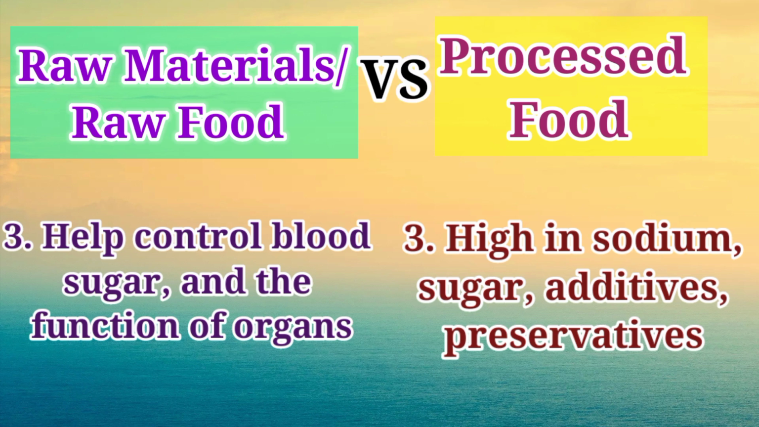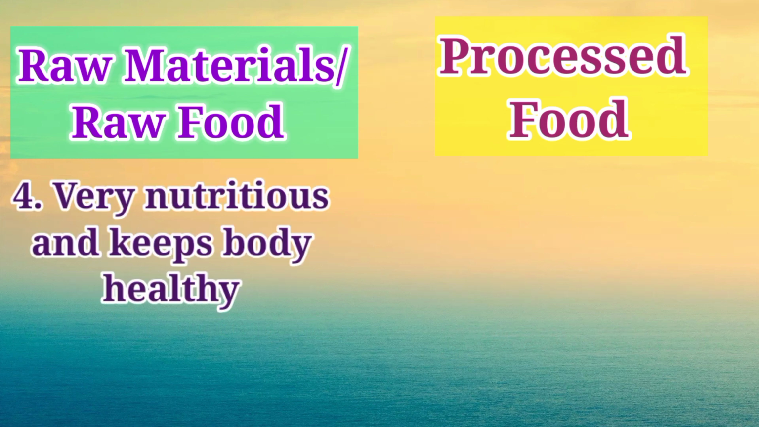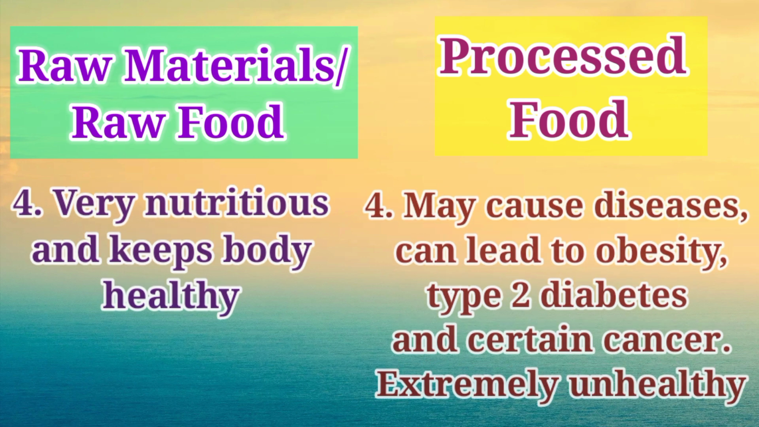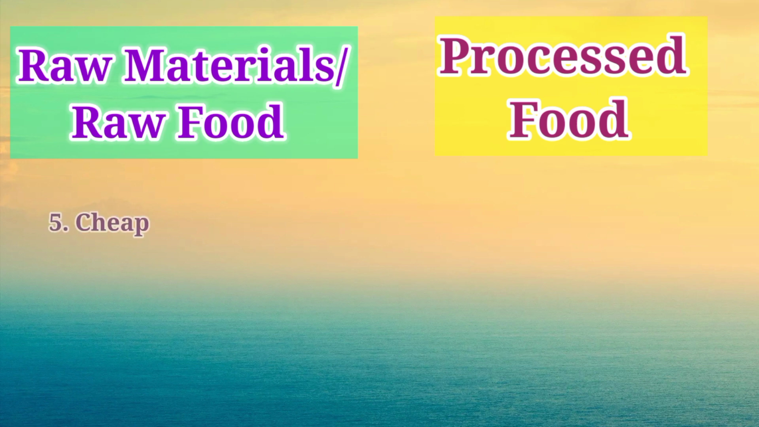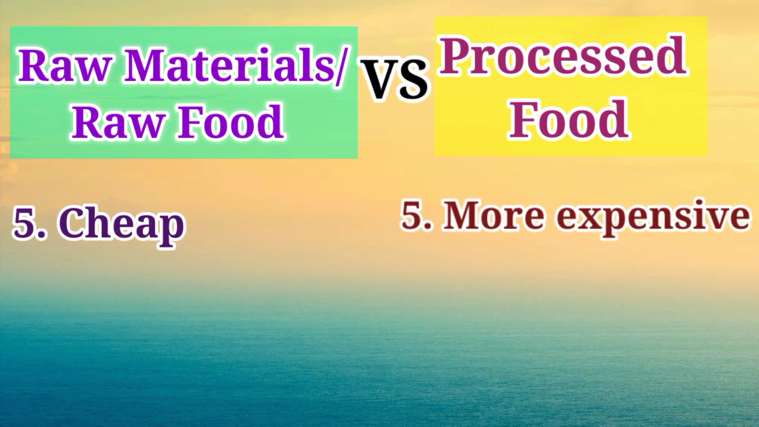Raw materials or raw food is very nutritious and keeps the body healthy, while processed food may cause diseases, can lead to obesity, type 2 diabetes, and certain cancer. Of course, it is extremely unhealthy. Raw materials or raw food is cheap, while processed food is more expensive.